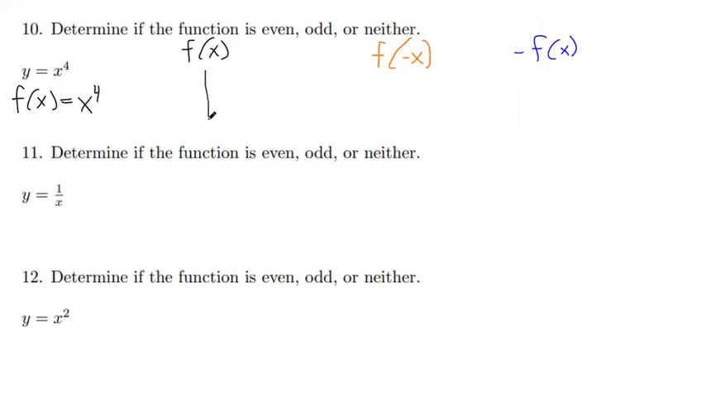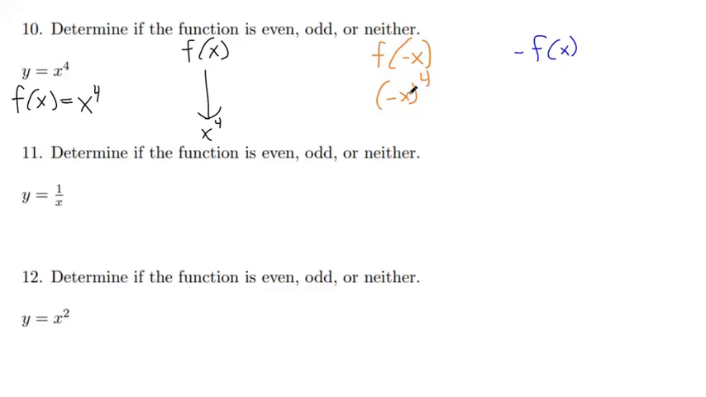Okay, so let's write out what each of these are. F of x means it's the original function unchanged. That's x to the fourth. Okay, that's all we have to do there. F of negative x means I'm going to replace every x I see in my function with negative x. So this x got replaced with negative x.